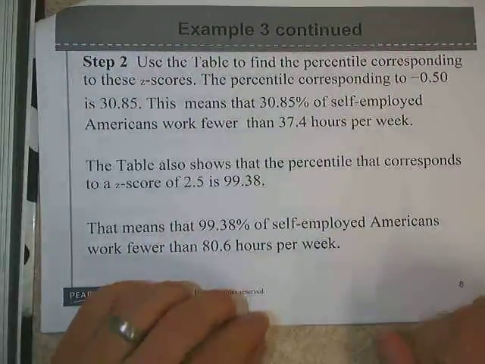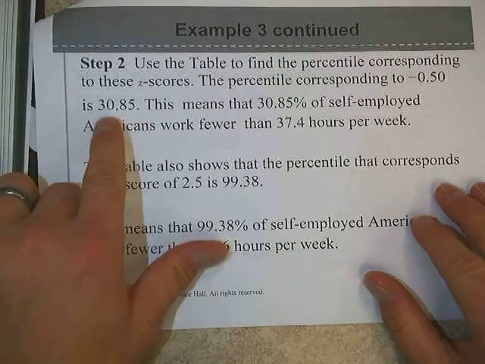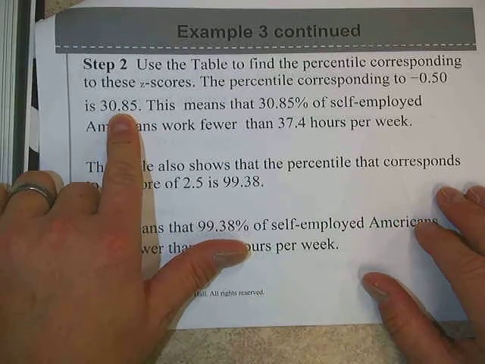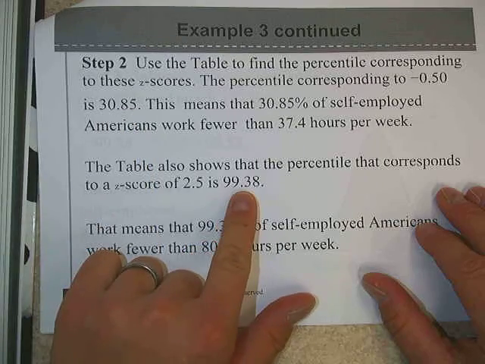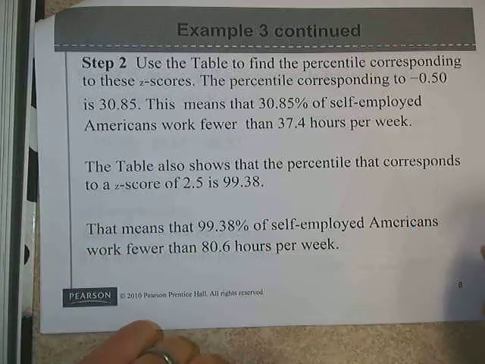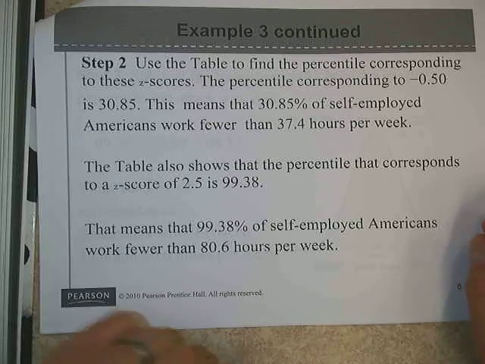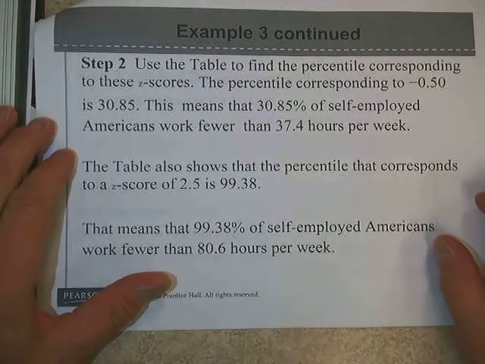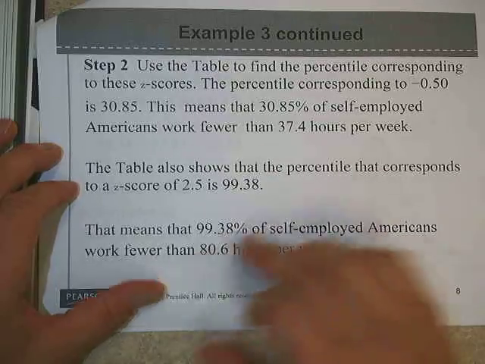We're going to find the percents that belong to those z-scores. And in this particular case, the percent that belongs to negative 0.5 is 30.85. Okay. The percent that belongs to 2.5 is 99.38, again coming straight from that table.